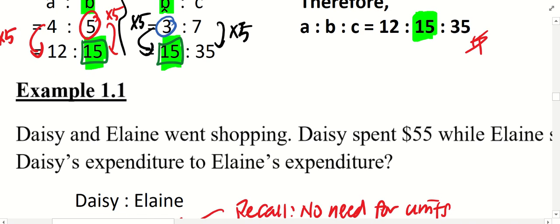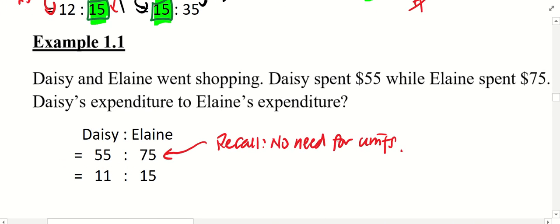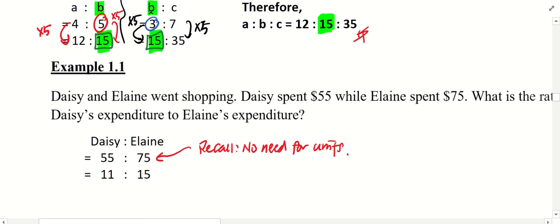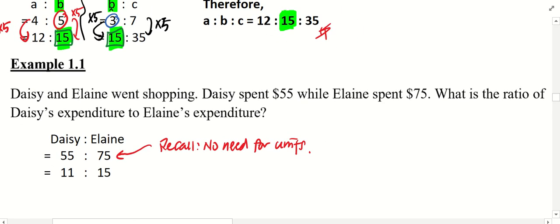Alright, next we come to word problems or real world context problems. The usual way to tackle this kind of question is to read the question carefully and then take down notes as you read. So in this example 1.1, the two girls, Daisy and Elaine, went shopping. Daisy spent $55 while Elaine spent $75. The question asks for the ratio of Daisy's expenditure to Elaine's expenditure.